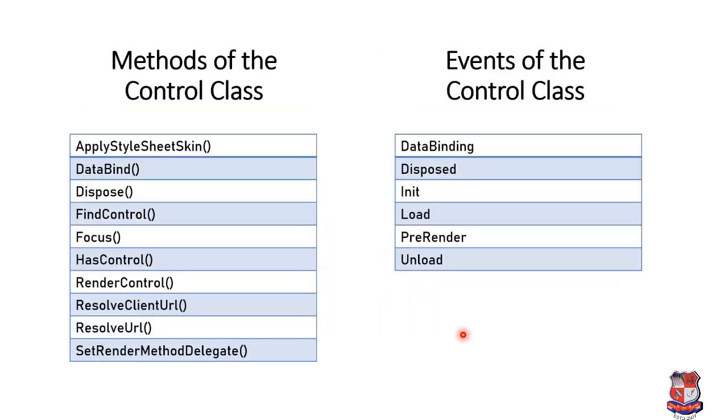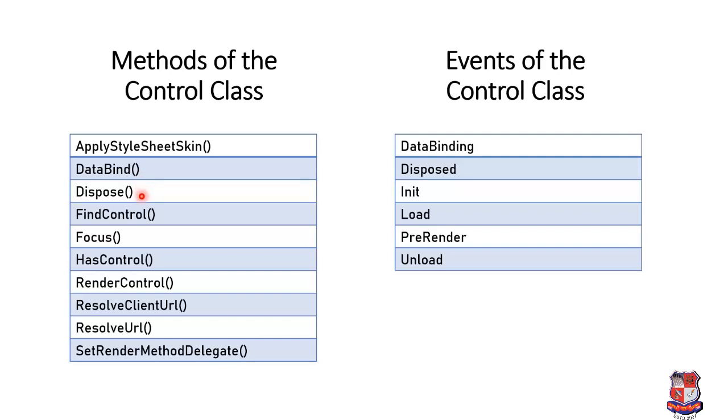Now we'll discuss methods available for the Control class. The first method is the ApplyStyleSheetSkin method. It helps in applying the style properties defined in the page style sheet to the server control. Next is the DataBind method. It helps in binding the data source to the invoked server control and its child controls.